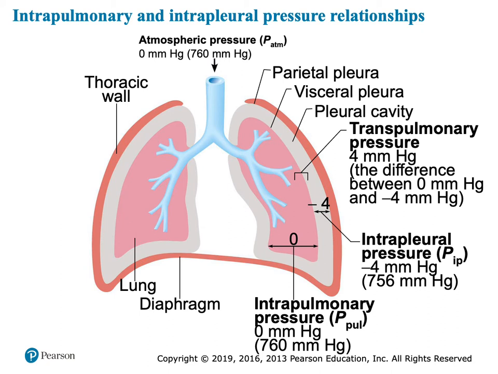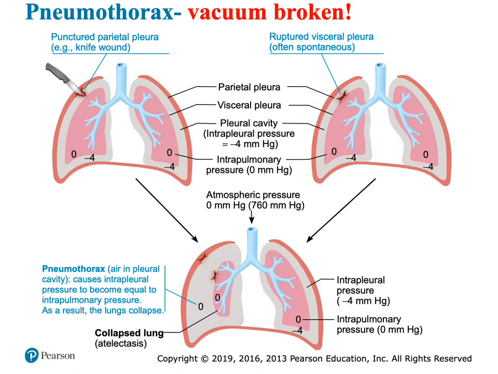Showing the different pressures right here. So when you're done taking a breath, 760, you take a breath and you flatten this diaphragm. So for just a moment, you made it 759. Once it's zeroed out, so 760 and 760, then the breath stops and then you're going to exhale. Ah, there's the knife, puncturing the pleural space. And you see what happens to this lung right here.